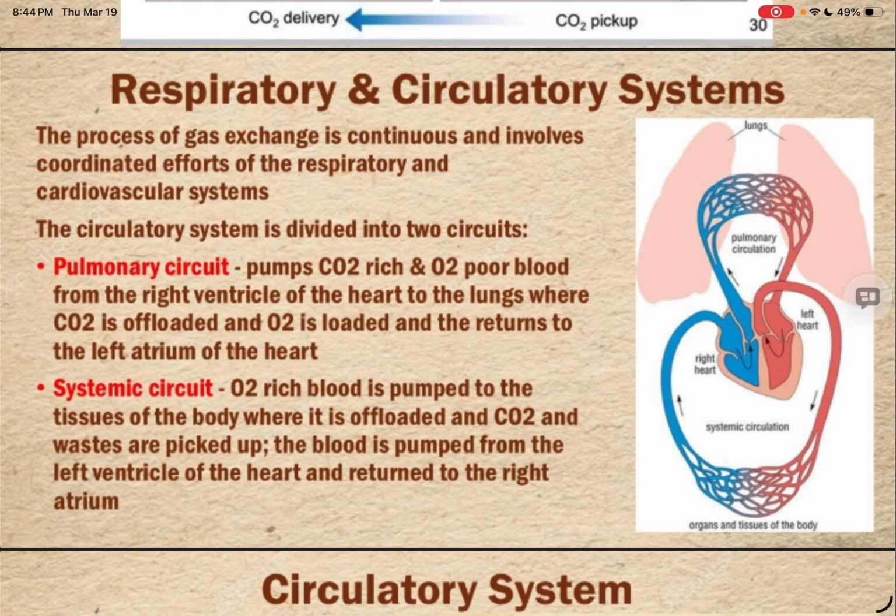The circulatory system is divided into 2 circuits. The pulmonary circuit pumps the carbon dioxide-rich and O2 poor blood from the right ventricle of the heart to the lungs, where the carbon dioxide is offloaded, the oxygen is loaded, and it returns to the left atrium of the heart. The other is our systemic circuit. This is where the oxygen-rich blood is pumped to the tissues of the body where it's offloaded, CO2 is onloaded as well as the waste, and then the blood is pumped from the left ventricle of the heart and returned to the right atrium.